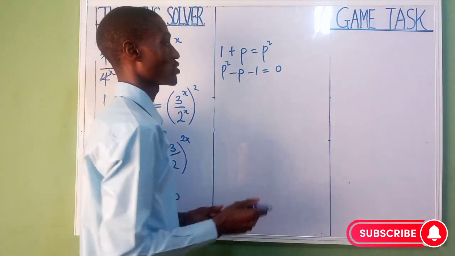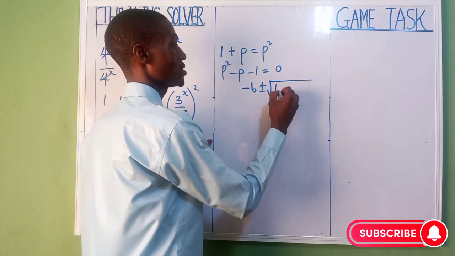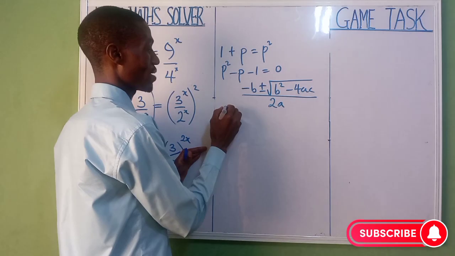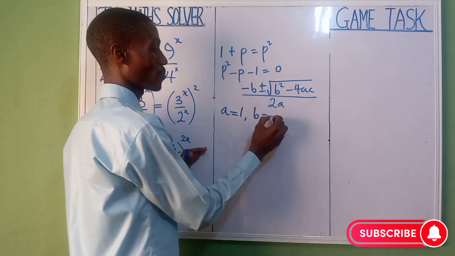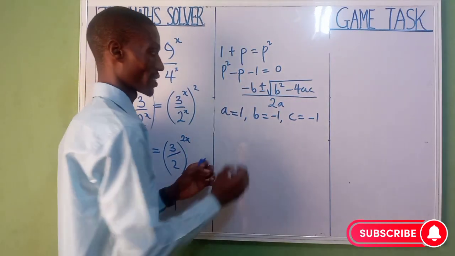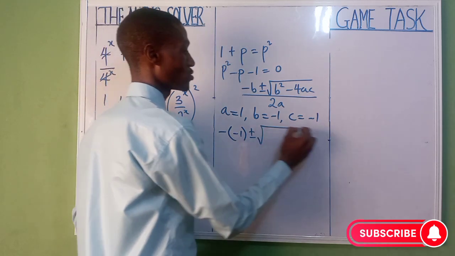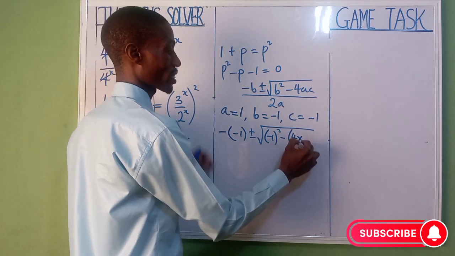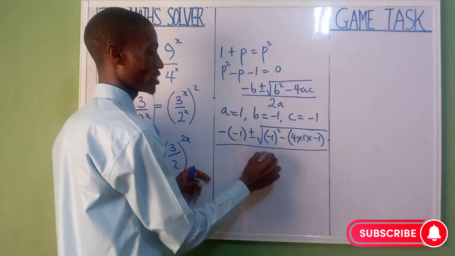Let's use our quadratic formula to solve this. Our formula: minus b plus or minus square root of b squared minus 4ac, over 2a. Our a here is the coefficient here, which is 1. Our b is the coefficient of the second one, which is minus 1. And our c is the last one, which is minus 1. Let's substitute it back here. We have minus, in brackets, b which is minus 1, plus or minus square root of minus 1 squared minus 4 times 1 times c, which is minus 1, divided by 2a, 2 times 1.